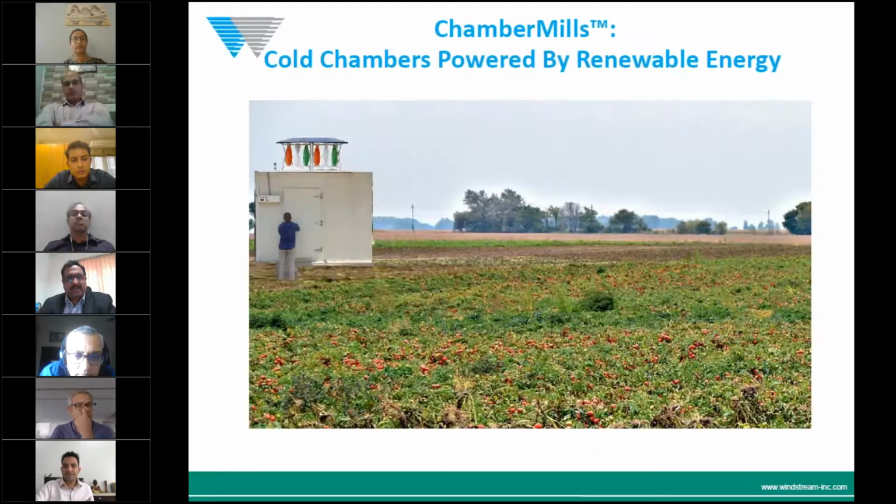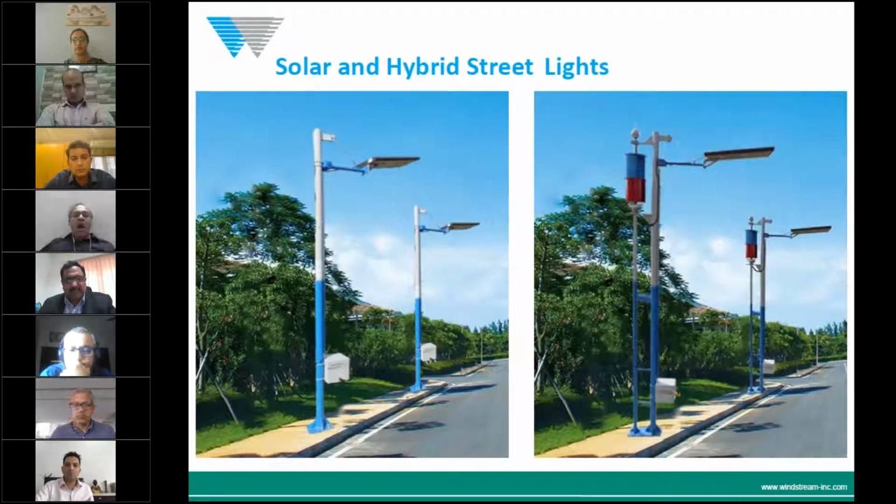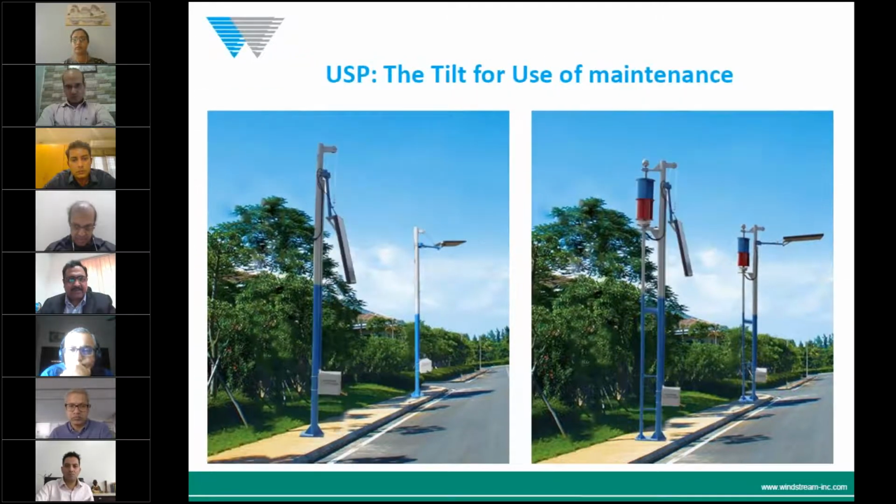Okay, and coming back to the farmers, we have built cold chambers powered by renewable energy, where you can have an isolated storage in the farm itself, and a couple of farmers can own this so that they can use their farm in the best way. And the other thing is for the milk industry, we have built the direct DC chiller farm, where they can store their milk without spoiling. And we have street light applications where we use solar as well as hybrid.